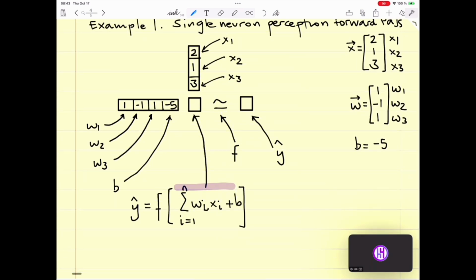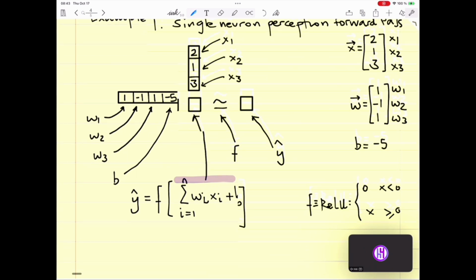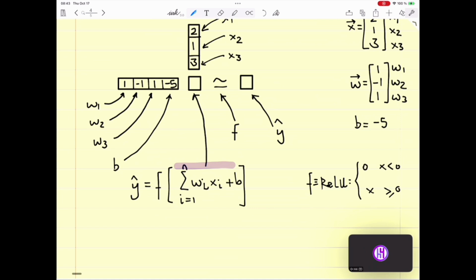So we have said our activation function is the ReLU. ReLU is 0 for x smaller than 0 and x for x bigger than 0. Any questions on this setting?